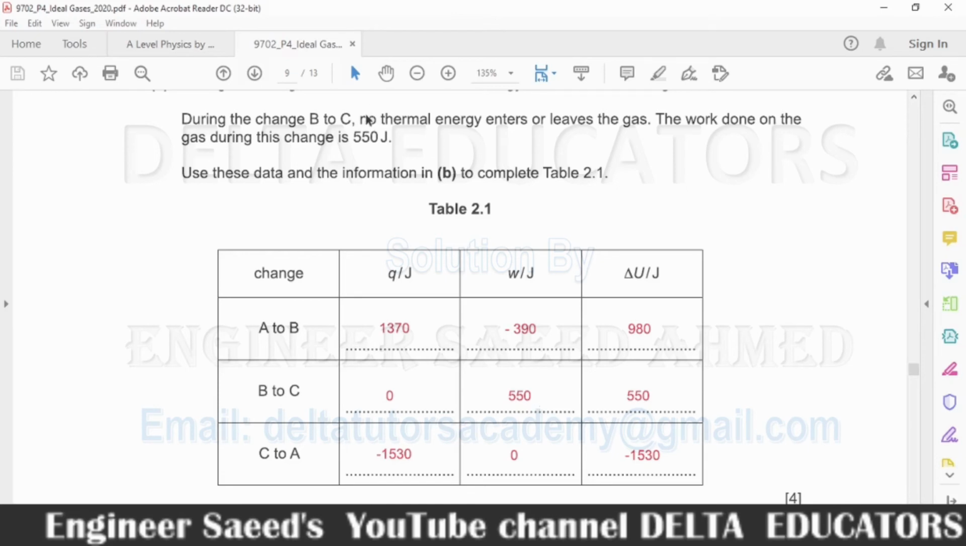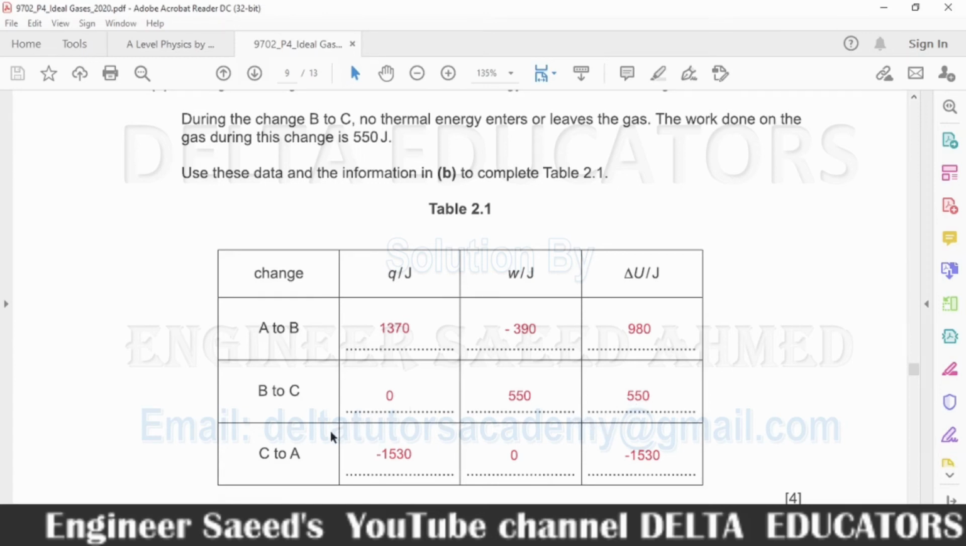And one more condition is given here. During the change B to C, no thermal energy enters or leaves the gas. Means amount of heat or Q is equal to 0. So here Q is equal to 0, W is equal to 550 joules, and delta U is the sum of Q plus W. So delta U will be equal to 0 plus 550, it will be 550 joules.